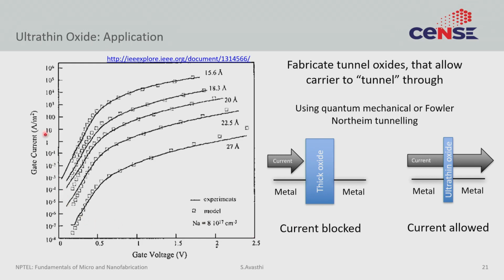Here is an example of what you can expect in terms of gate current versus voltage for oxides of various thicknesses. As you can see, for small thicknesses, say 15.6 angstrom, which is 1.5 nanometers, you can pull in significantly large amounts of current. So, this is 10 to the power 3 amps per meter square.